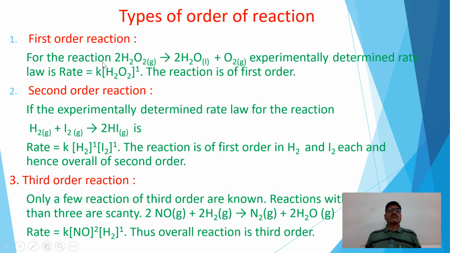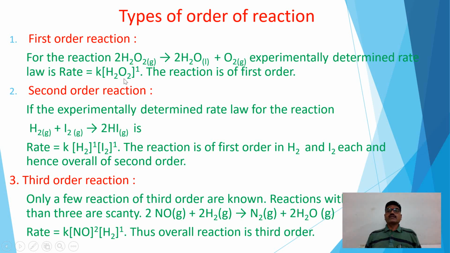Look at this. For the reaction, let us consider this general reaction or one more specific reaction, that is decomposition of hydrogen peroxide. It gives liquid water plus oxygen. The experimentally determined rate law is like this. So we have already studied the rate law. That is how the rate of a particular chemical reaction is related to the exponents or the powers of the concentration terms, given by the rate law.